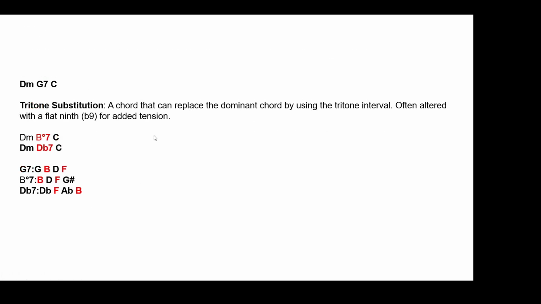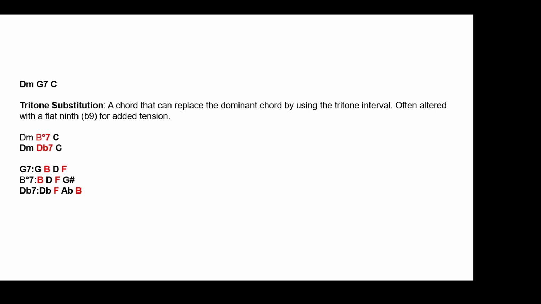Okay, another element that you can use is the tritone substitutions. Basically, if you take a look at these three chords, you have G7, the fully diminished B7 chord, and Db7. They all have B and F in common. Those are common notes. These two notes, B and F, want to resolve into C.